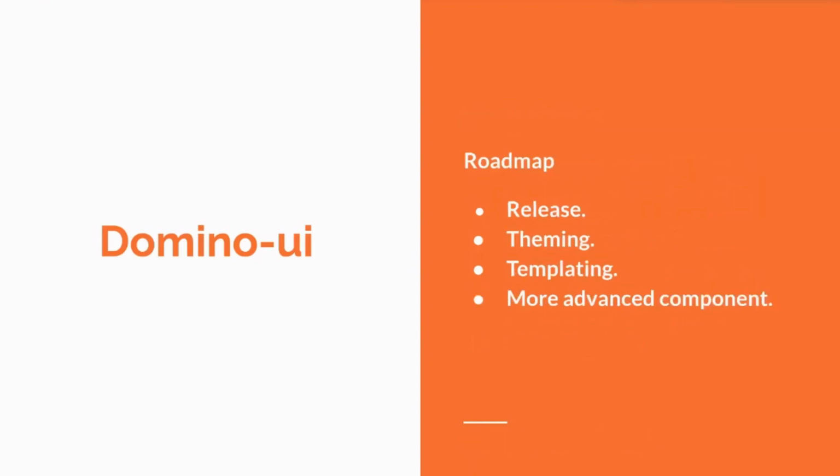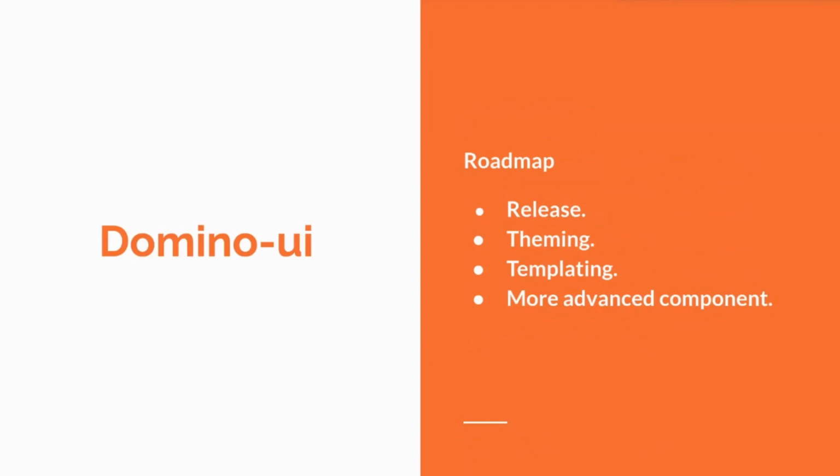Our roadmap. The thing that we are trying to focus on right now is the release. We want to do a release. We are still using some snapshot stuff because we are waiting for the Git modules to be released. But this is our top priority right now. So we are going to do a release.